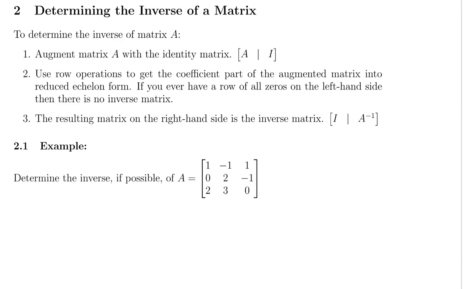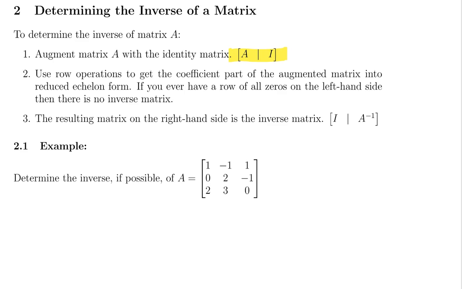So now we'd like to discuss how we actually find the inverse of a matrix. To determine the inverse of a matrix, we're going to take the matrix that we're interested in and augment it by the identity matrix. So that means that I'm going to place the appropriate identity matrix next to it on the right-hand side, and we'll separate it with a vertical bar, as indicated right here.